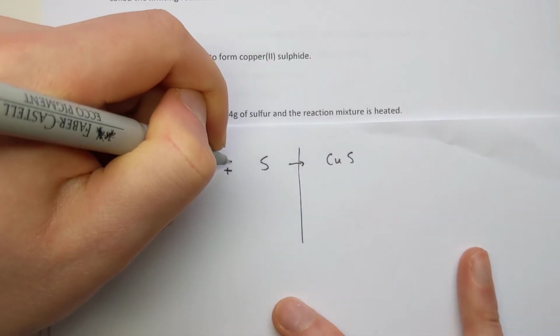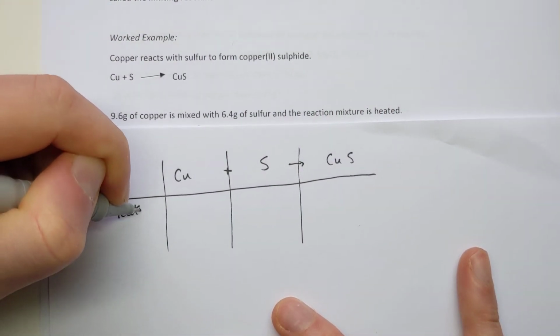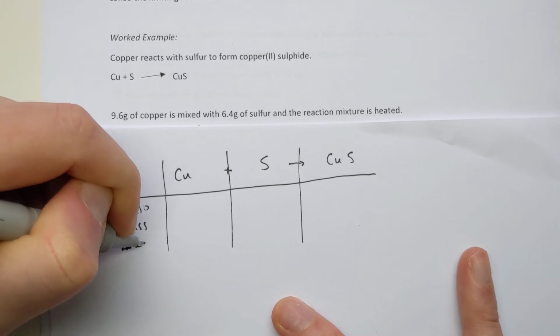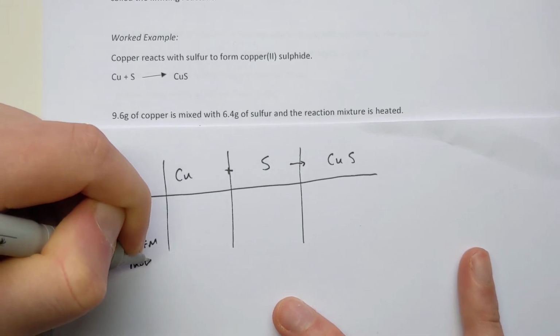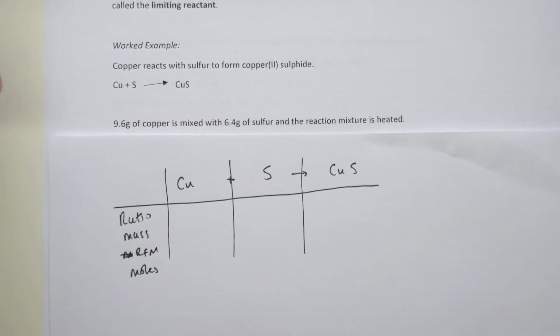Give everything its own column. And go for ratio, mass, moles. No, I'll go RFM first, and then moles.